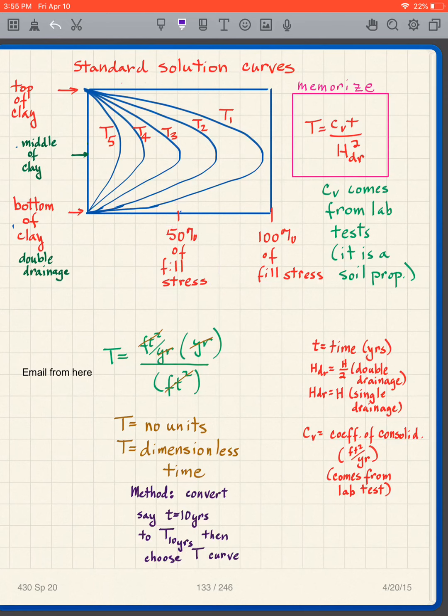We need to create a variable to help us. It's called capital T, dimensionless time. I'll show you how we get it later, but for the time being, I want you to memorize that it's C sub V t over H_DR squared. What does this mean? First of all, C sub V comes from a lab test. You did that. So C sub V comes from your lab tests.